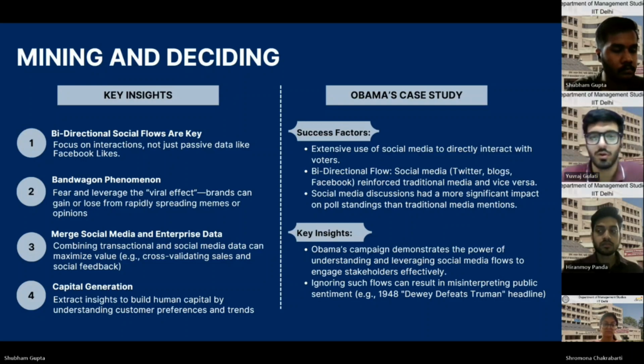So what Obama did was that he was extensively using social media with respect to the election. During the election, he was ensuring that there is extensive use of social media to interact with the different prospective voters and gather more and more votes. So the team always ensured that there is bi-directional flow. So they were able to understand the consumer's needs and work upon that.